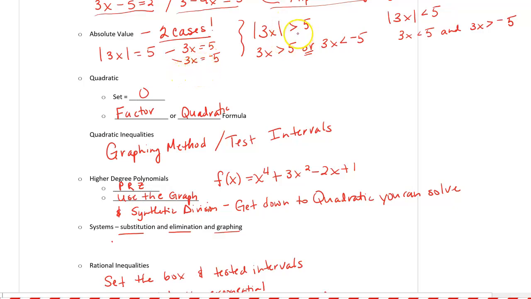Same with an inequality, it's just a little more involved. If the inequality is greater than, like it is here, then you set up two different cases, and the combination is an or. So either 3x is greater than 5 or 3x is less than negative 5. And if the inequality is a less than symbol, then that becomes an and. So 3x is less than 5 and it's greater than negative 5.